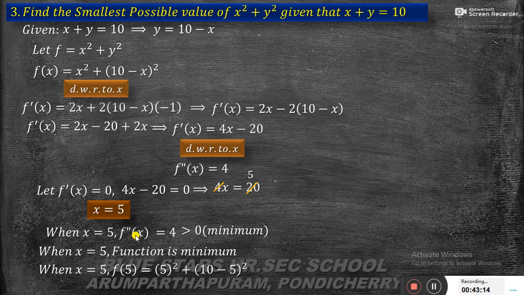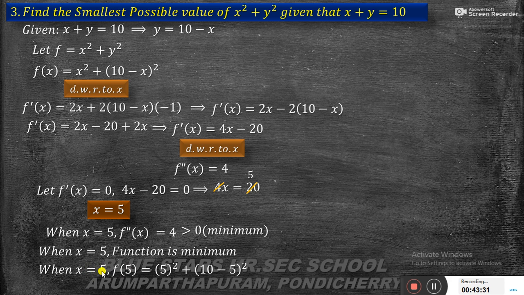So f double dash of 5 equal to 4. So the answer is positive, it is greater than 0. Therefore it is a minimum. So when x equal to 5, the function is minimum. Next I substitute, so I find out the minimum value.